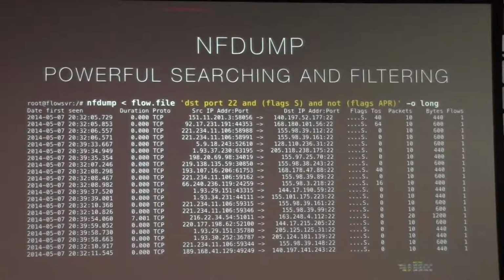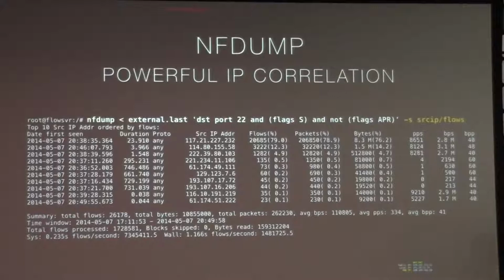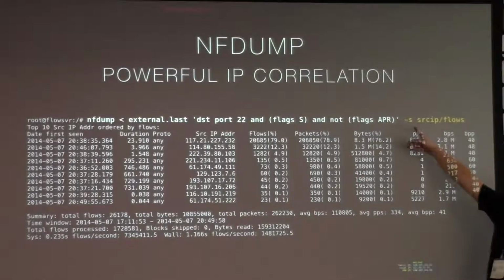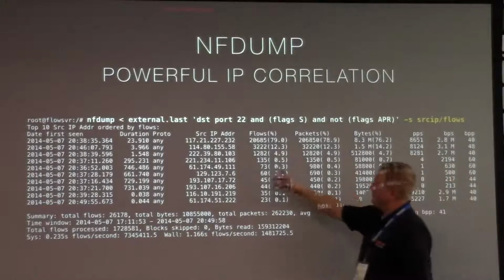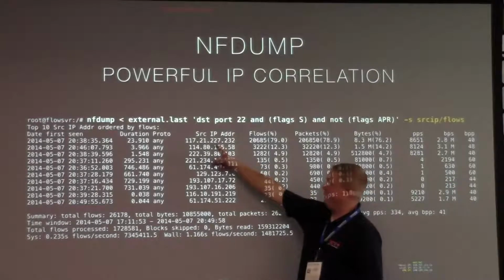Cool thing is you can do IP correlation with NFDump. And so I'm using that same filter expression here, but I'm telling it to sort based off of source IP and then by flows. And then what it does is it shows, here's the guy that's scanning the holy hell out of me.